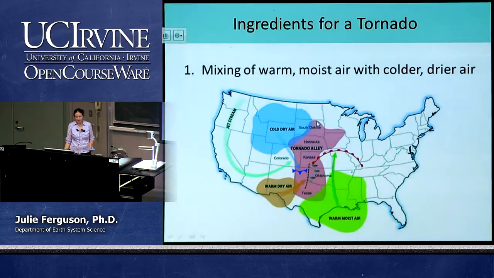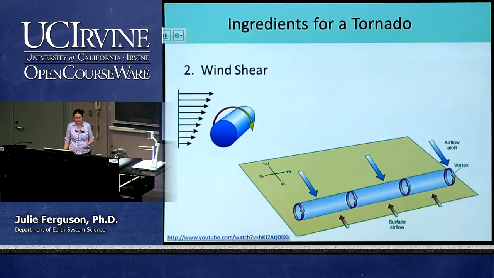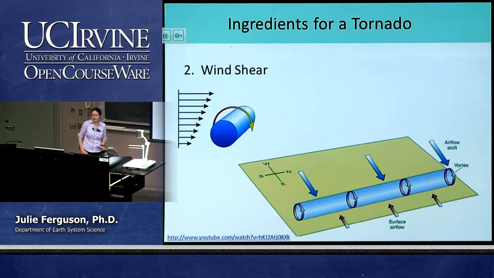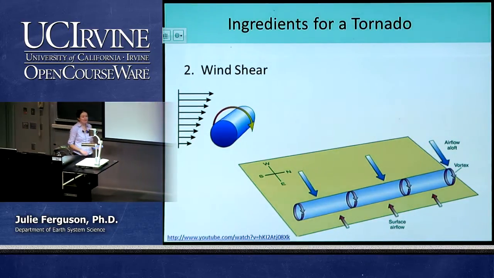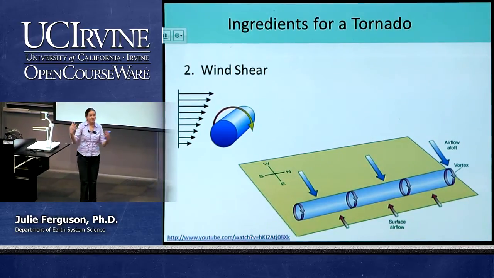Okay? And so if we want to think about cold, dry air moving south, warm, moist air moving north, if we look at the winds for that day at the surface, you can see we have cold winds coming from up here, meeting nice warm winds coming from up here. Okay? And so it's meeting in this, again, this is what we call Tornado Alley, this area where we get a lot of tornadoes forming. So the second thing we need for a tornado is wind shear. So we need those winds traveling in different directions because we need to create this rotation.